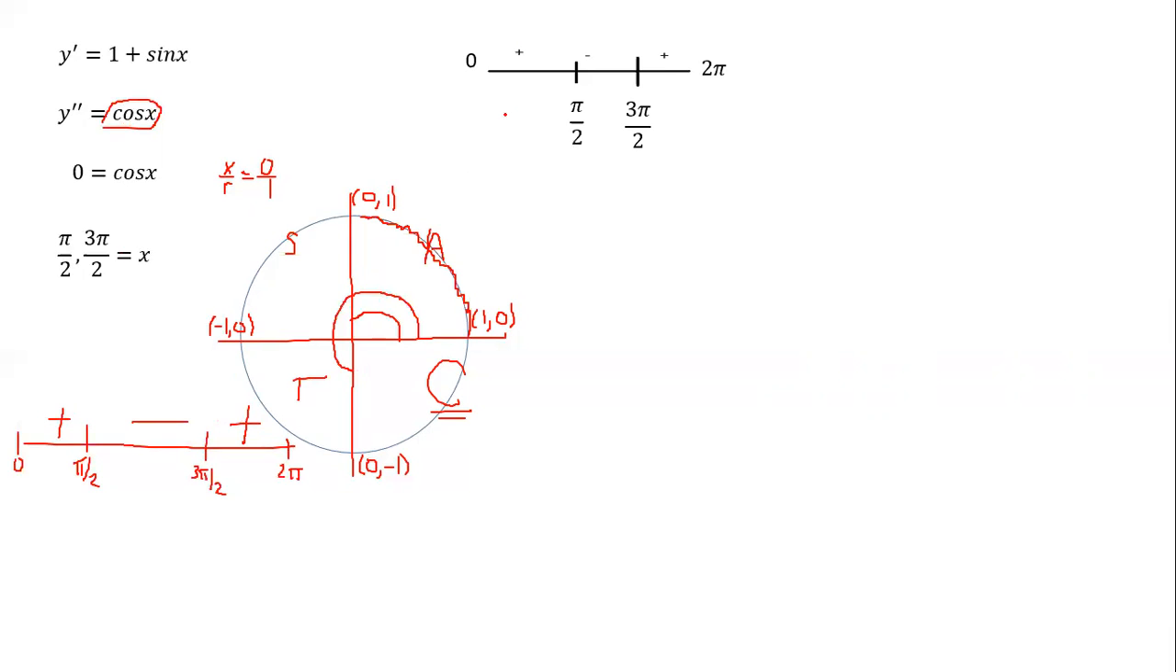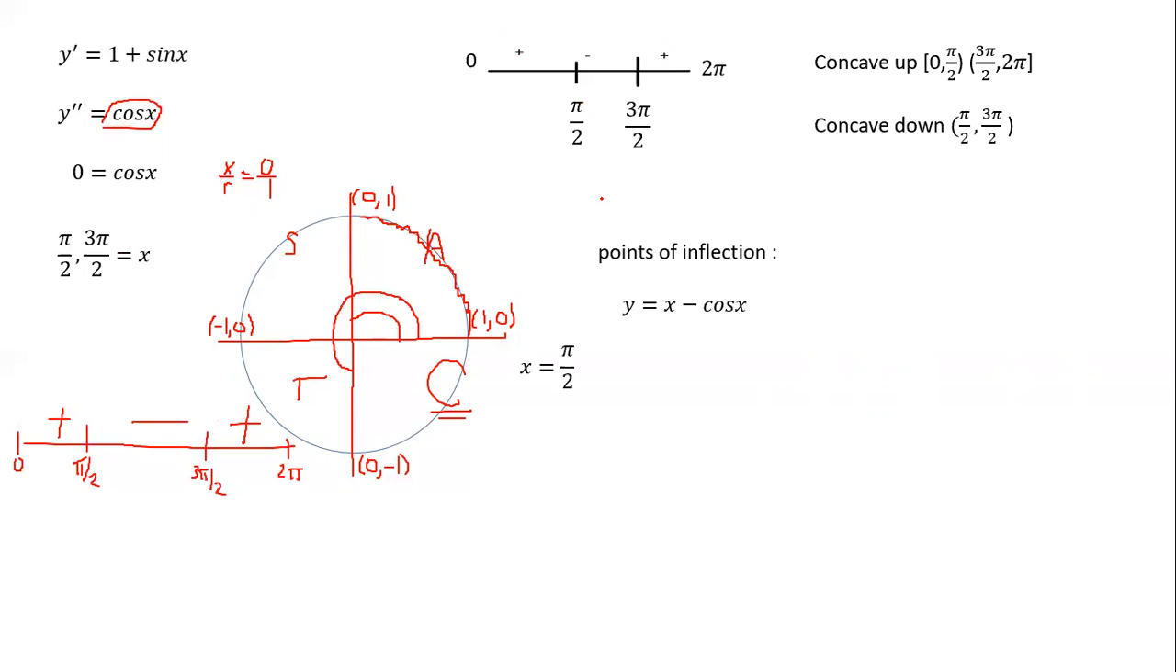So we have concave up between 0 and pi over 2 and between 3 pi over 2 and 2 pi. Concave down between pi over 2 and 3 pi over 2. 2 points of inflection. First one when x equals pi over 2. If pi over 2 minus the cosine of pi over 2. So we're going up to this point. That's where the angle of pi over 2 takes us. Our x is 0 and our y is 1.